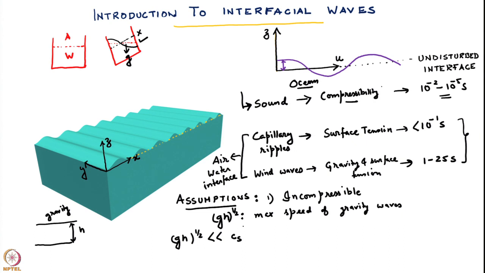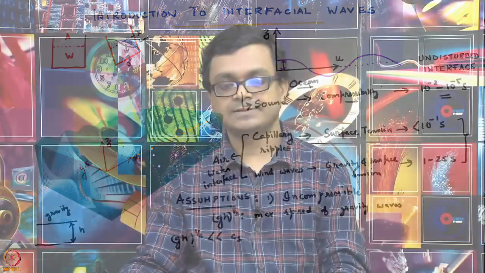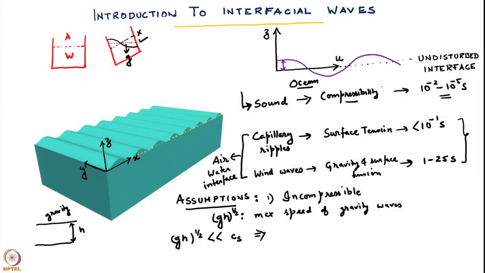Remember that if we set the compressibility of the medium to 0, then the sound speed goes to infinity. So if my maximum speed is much, much less than the sound speed, then on that scale I can treat the sound speed as infinite. So this is going to be a good assumption if gH is much less than c_s squared, where c_s is the sound speed. We know the typical values of sound propagation speed in air and water, and this imposes a limit on the depth H. We can calculate that limit from this relation: c_s squared by g. So if the thickness of the layer on which waves are propagating is much, much less than c_s squared by g, then we are justified in neglecting compressibility of the medium and ignoring sound waves.